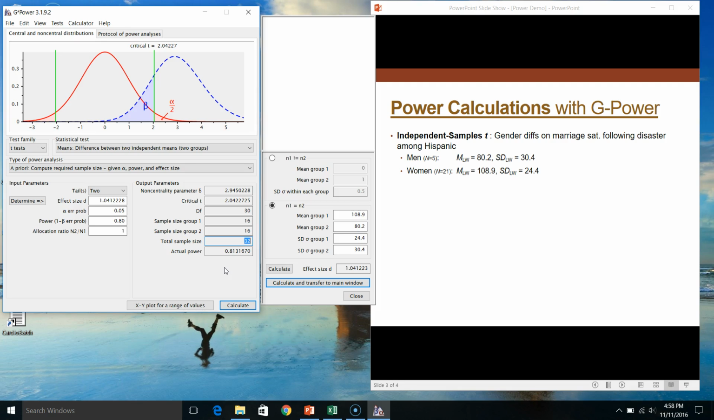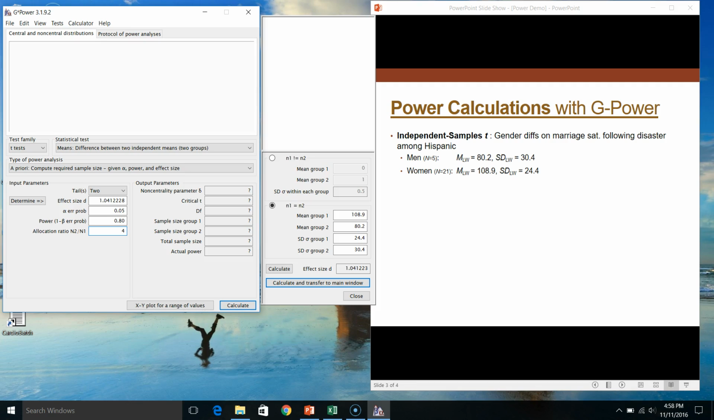Now, if you're taking a look at this, you might say, well, in our original study, we didn't have the same number of people. We only had 5 men and 21 women, right? So we actually don't have an allocation ratio of 1. We actually have a 4-to-1 ratio. We have 4 times as many women as we do men. So let's account for this unbalanced design. Let's say that for our study, we expect to get about 4 times as many women as men, and maybe this is a practical limitation. You just know that you're going to get more women than men, and so that's something you need to take into account. So again, before we do this, let's just set this to 1 and hit calculate.